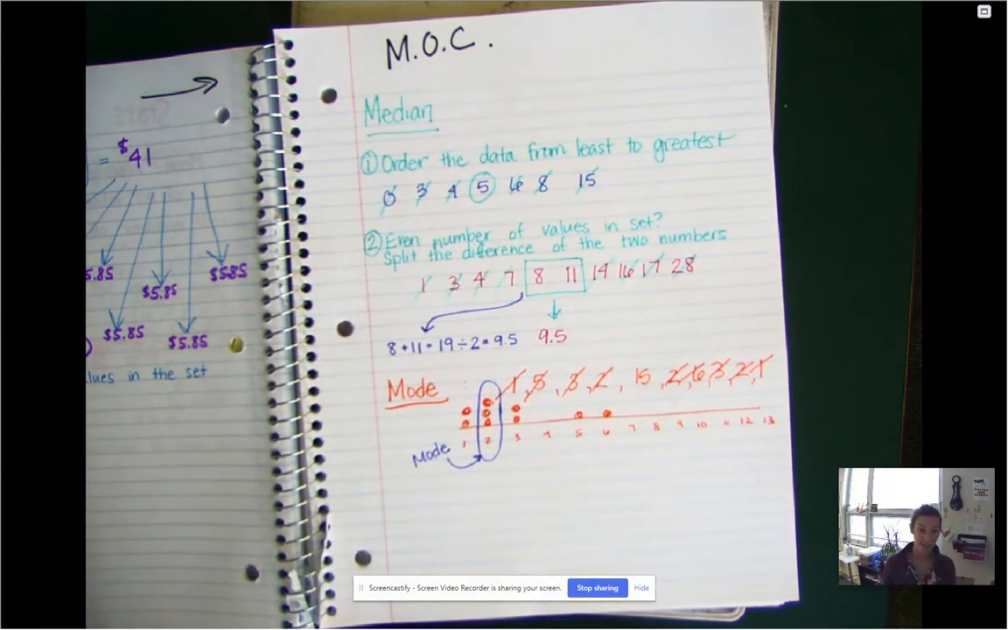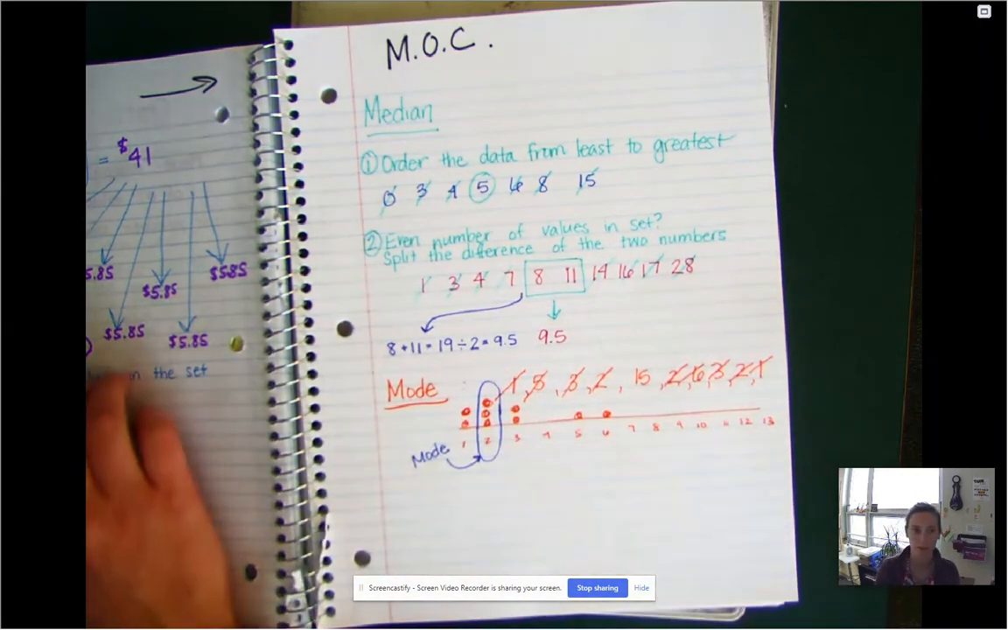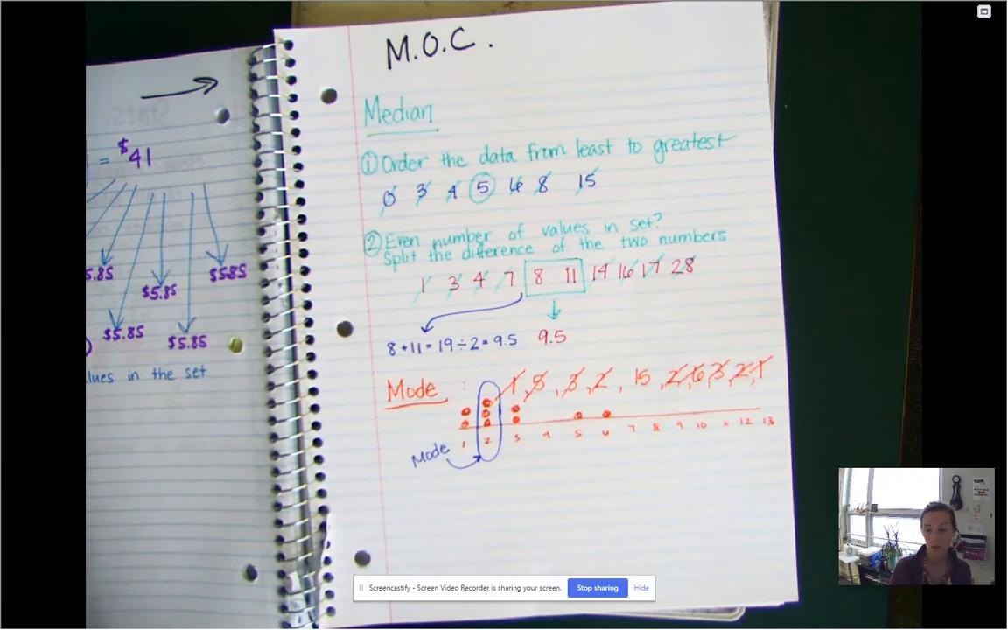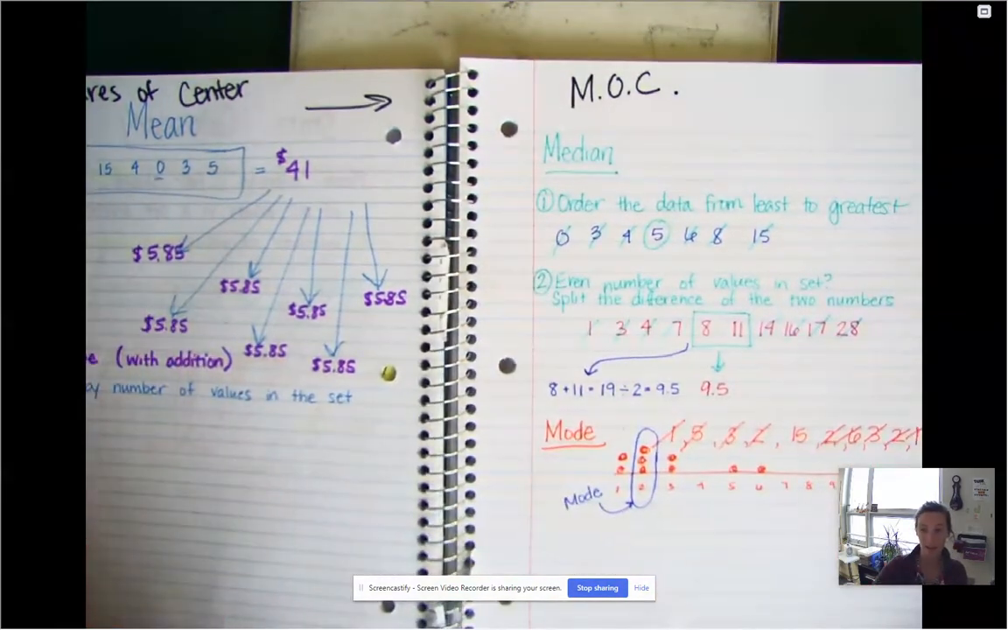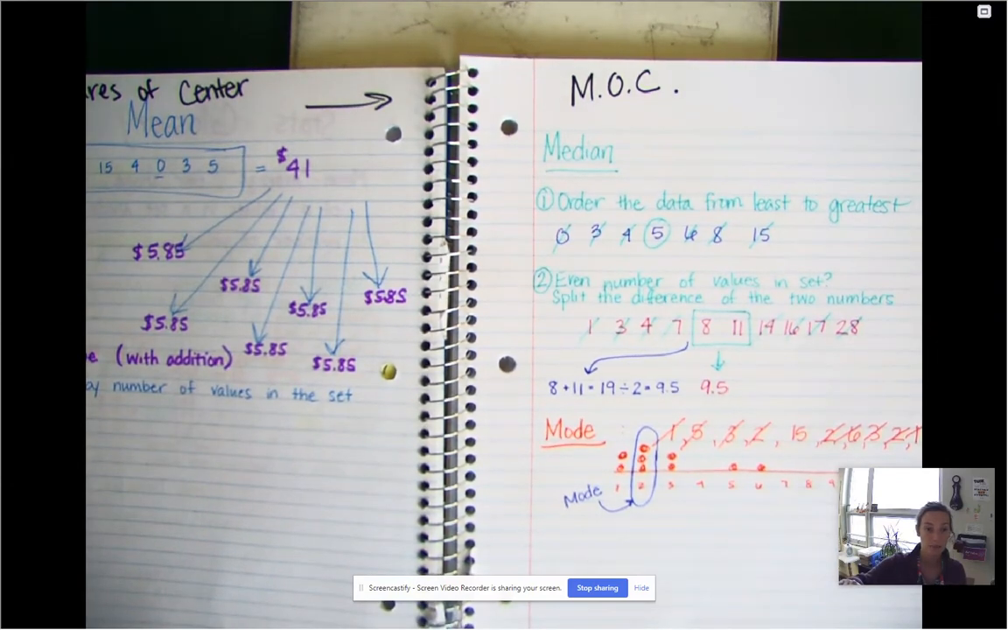You don't have to do a dot plot. Some of you might maybe just by counting were like, oh, I already know it's 2, which is great too. So these are our 3 main measures of center, and they are mean, median, and mode.